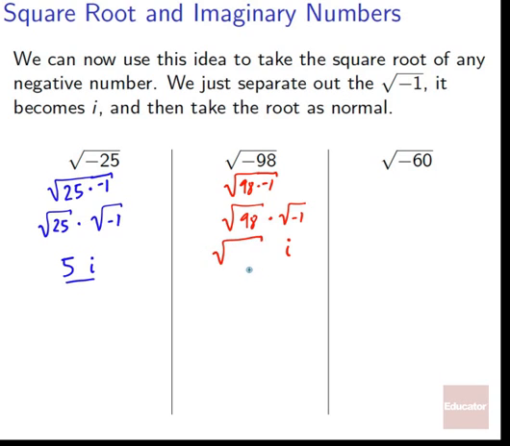We're not quite sure, so we need to break it up a bit more. Look at how we can break that into its multiplicative factors. 98 is the same thing as 49 times 2. Square root of 49 is 7. 7 times 7, 49. So we've got 7 times root 2 i.